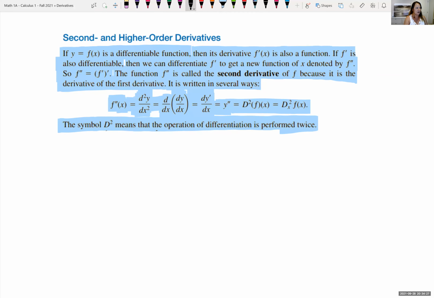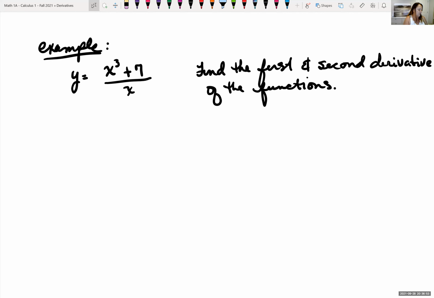So let's look at an example where we're finding the derivative more than once. The next example tells us that we have y equals x cubed plus 7 in the numerator, all over x, and we want to find the first and the second derivative of the function.